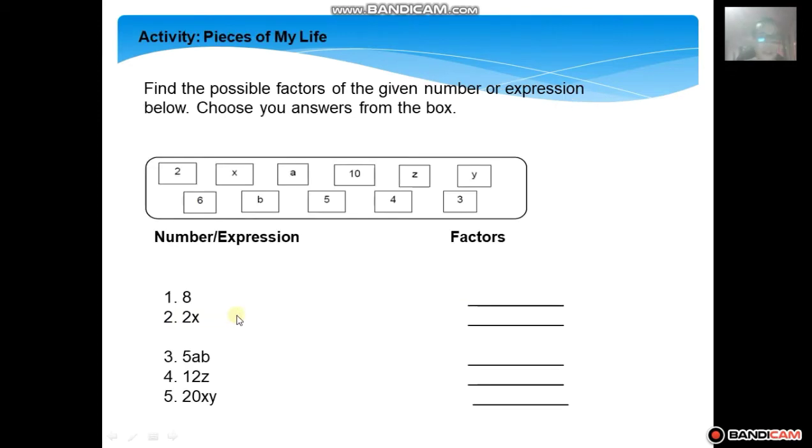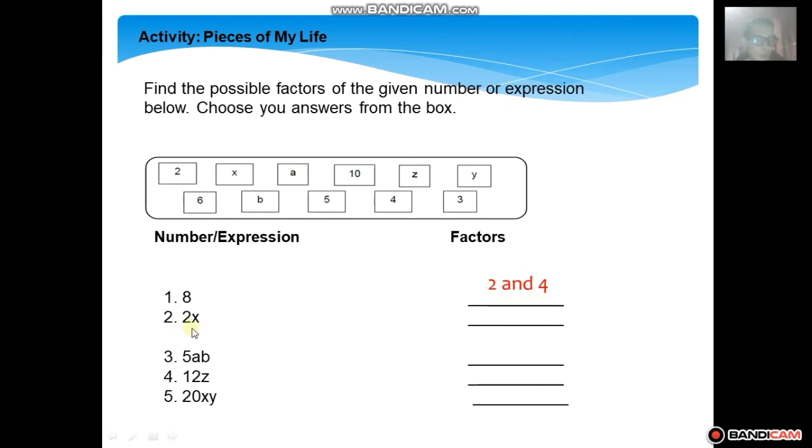Okay. Now let us answer this activity entitled Pieces of My Life. Find the possible factors of the given number or expression below. Okay, then choose your answers from the box. Alright, so these are the given expressions, and our answers here are what we call factors. Okay, number 1 is 8. So what are the possible factors of 8? Alright, so the possible factors of 8 are 2 and 4.